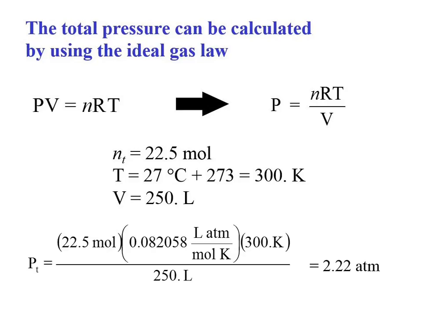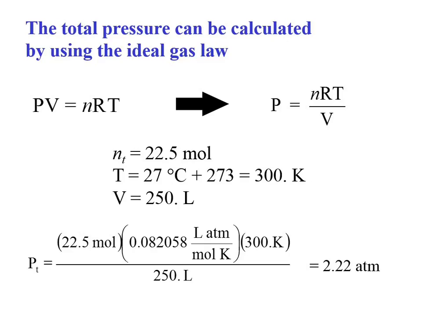Our total pressure is the total moles, which is 22.5 moles, times R, 0.082058. Units of R are liters atmospheres per mole Kelvin, times 300 Kelvin, divided by the common container they're all swimming around in, 250 liters with 3 sig figs. So that gives you a total pressure of 2.22 atmospheres, which was the first question.